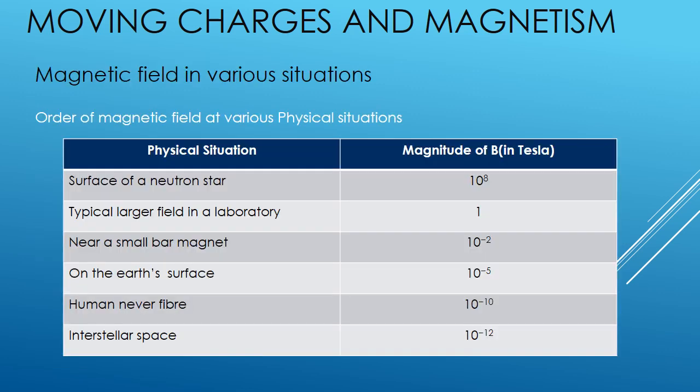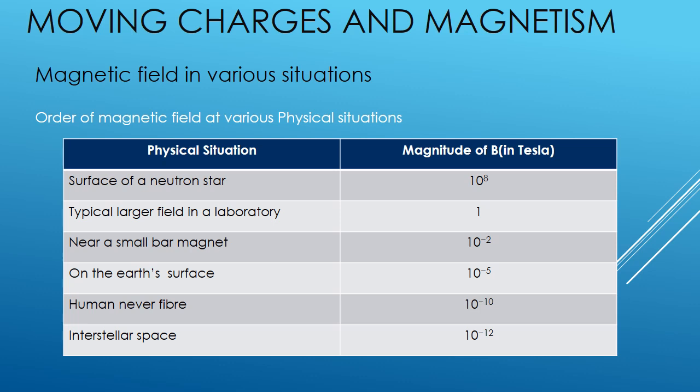Here we will see the order of magnetic field in various physical situations. I told you about the unit of magnetic field, which is 1 Tesla. If that is our unit, then do we have a magnetic field around us? What is the magnetic field around us? That magnetic field is due to Earth. And on the surface of the Earth, it is 10 power minus 5 Tesla. It may be a little less or a little more from location to location. But on the surface of the Earth, it is 10 power minus 5 Tesla.